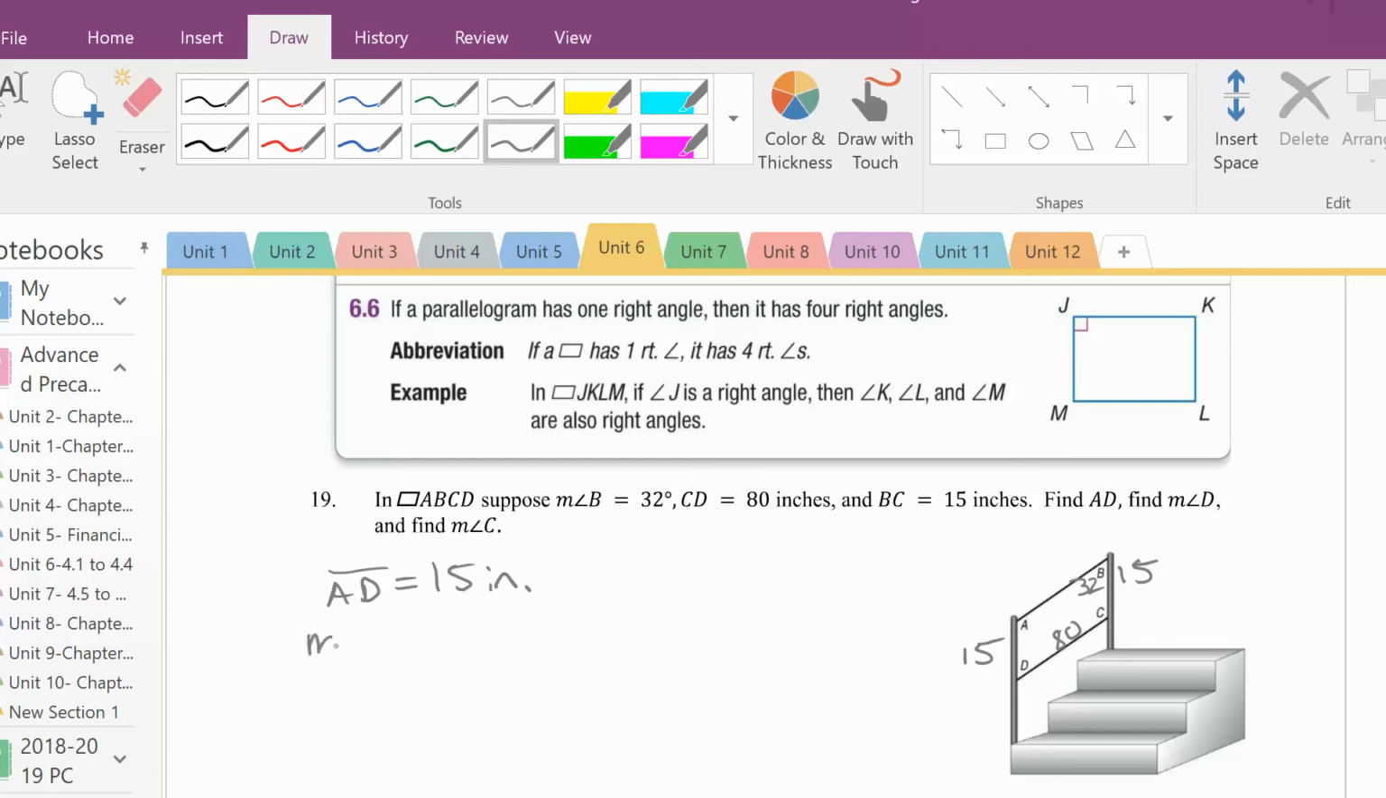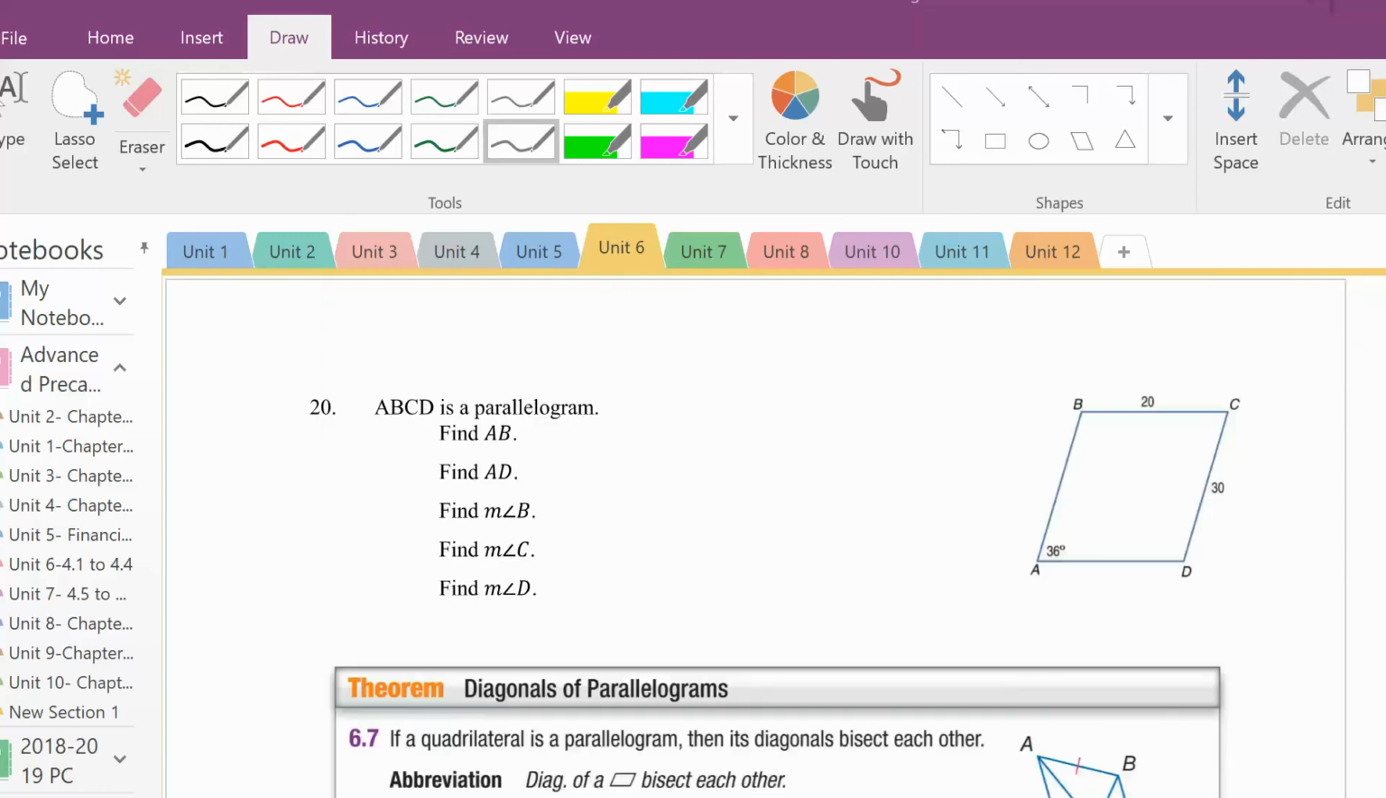The measure of angle D: well, if B is 32, remember, opposite angles are equal. So angle D is also 32 degrees. And the measure of angle C: well, remember, consecutive angles are supplementary. So 180 minus 32 is 148. So go ahead and look at this next picture and try to answer the questions on your own.